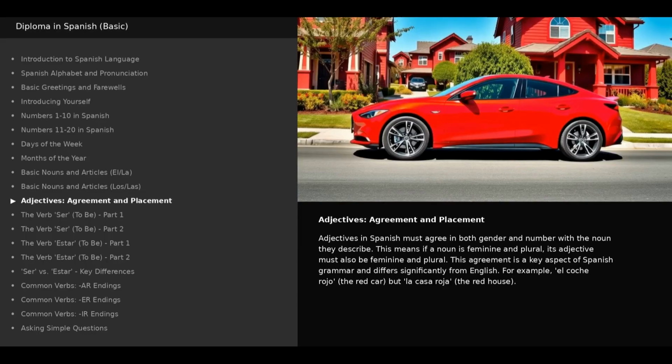Adjectives, agreement and placement. Adjectives in Spanish must agree in both gender and number with the noun they describe. This means if a noun is feminine and plural, its adjective must also be feminine and plural. This agreement is a key aspect of Spanish grammar and differs significantly from English. For example, el coche rojo, the red car, but la casa roja, the red house.